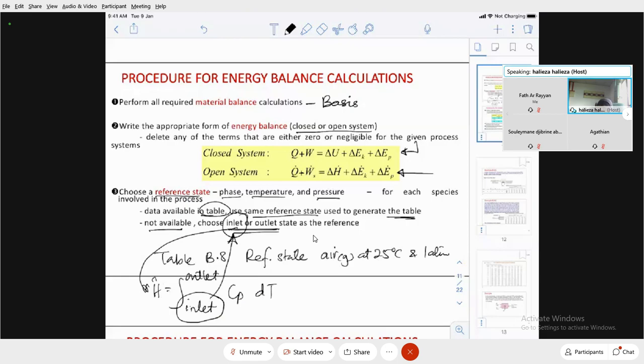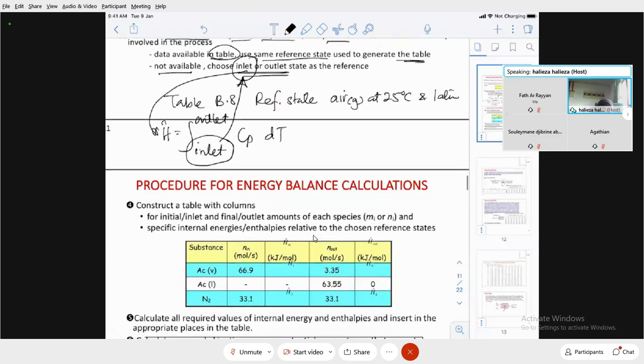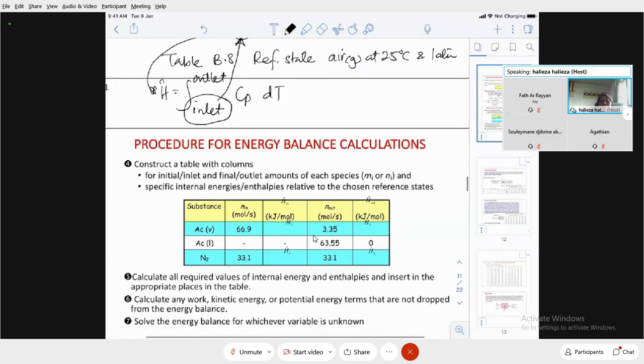Next, once you have already decided what your reference state is, you need to make a table in this format, just like what I have done in chapter 7. Based on what we have done today, I did not draw the table because you only have one substance. When you have only one substance, you don't need the table. Whenever you have more than one, then you do the table.